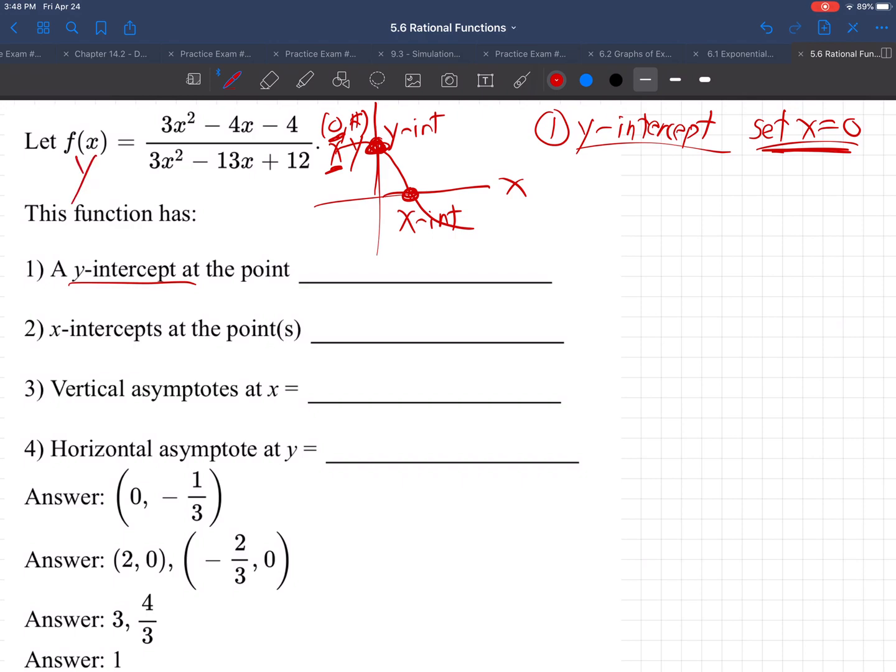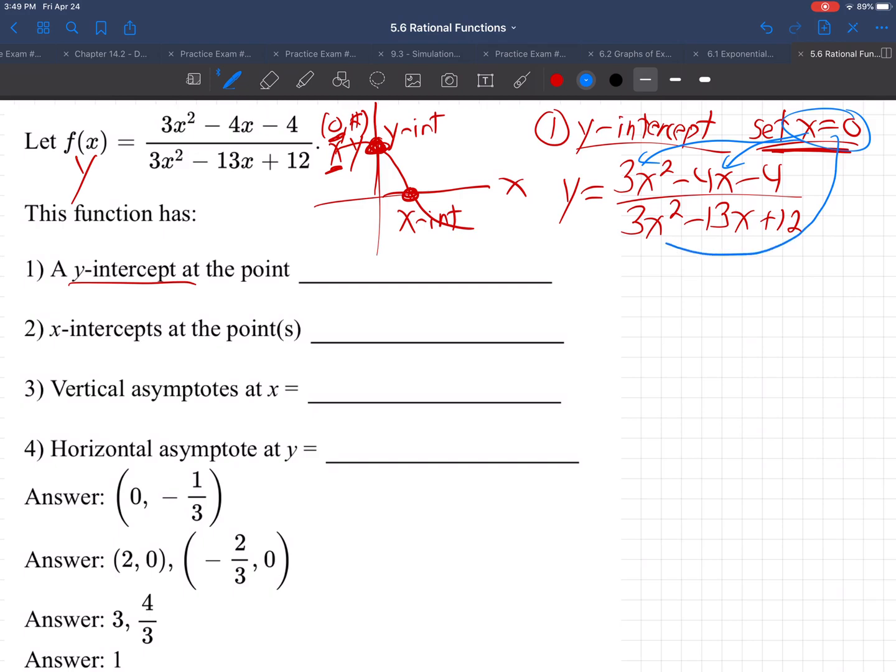All right, so let's take this function. This is y out here, isn't it? y equals 3x squared minus 4x minus 4 over 3x squared minus 13x plus 12. And let's take that 0 and put it in everywhere. So I get y is minus 4 over 12. Everything else is gone, because it's 0. Then reduce that. That's minus 1/3. I just divided top and bottom by 4.